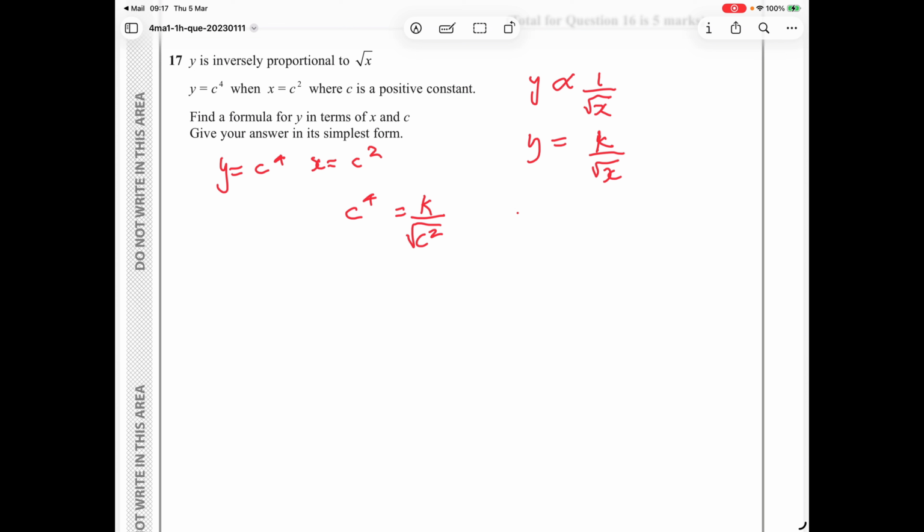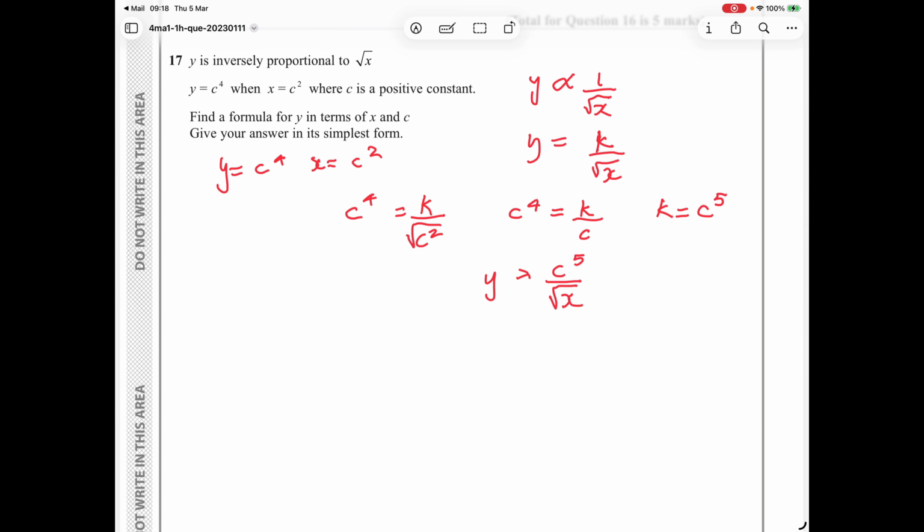exists. So we know that c to the power 4 equals k over c, since something squared, square rooted, equals itself. So k would equal c^4 times c, which is c^5. So that means that y equals c^5 over the square root of x.